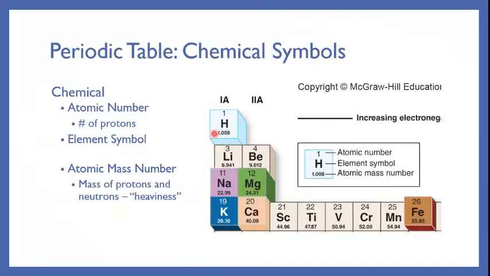The atomic mass number is this number underneath. This represents the mass of the protons and the neutrons, the heaviness of the atom. You'll notice the lightest atom is hydrogen at 1.008, and as we go down, we gain more protons. Lithium has 3, and it's gotten heavier. Sodium has 11, it's up to 22. Potassium has 19 protons, and its weight is up to 39. So as you go down, they get heavier. Also, as you go from left to right, you can see they're also gaining in weight.